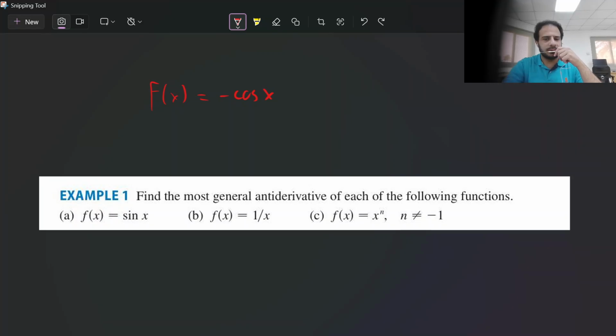Now, do you know what's the antiderivative of 1 over x? It's ln absolute value of x. If you want, you can add c, a constant, to make the most general antiderivative, plus c. Now, for x to the n where n is not minus 1, what do you think?